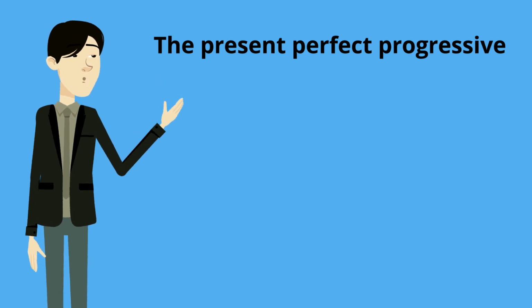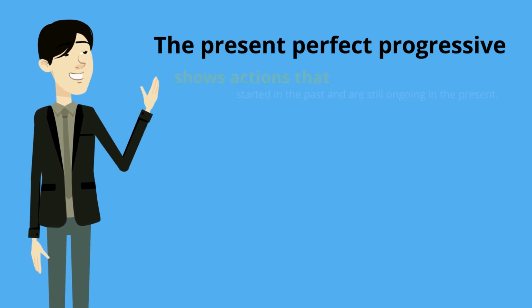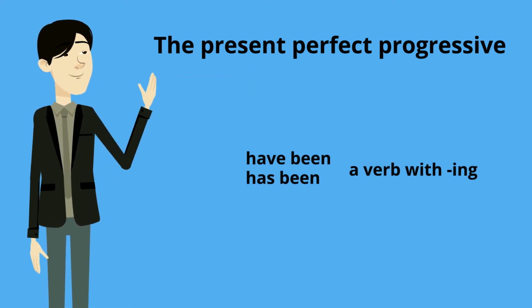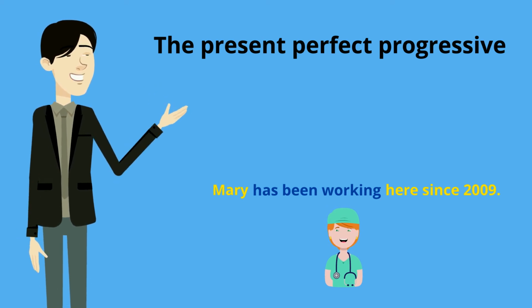The present perfect progressive is for actions that started in the past and are still ongoing in the present. It's formed with have or has been and a verb with ing. Example: Mary has been working here since 2009.